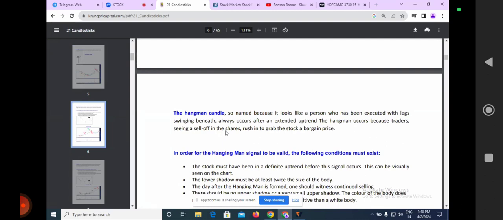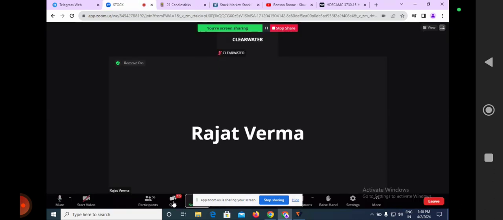But the reverse of this hammer is a hanging man candle. Now, this is what we are going to understand next. My dear friends, I hope you are able to understand about this doji and hammer candle.